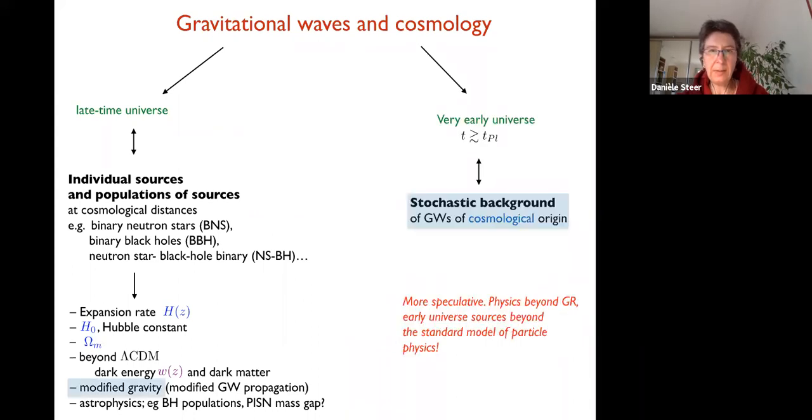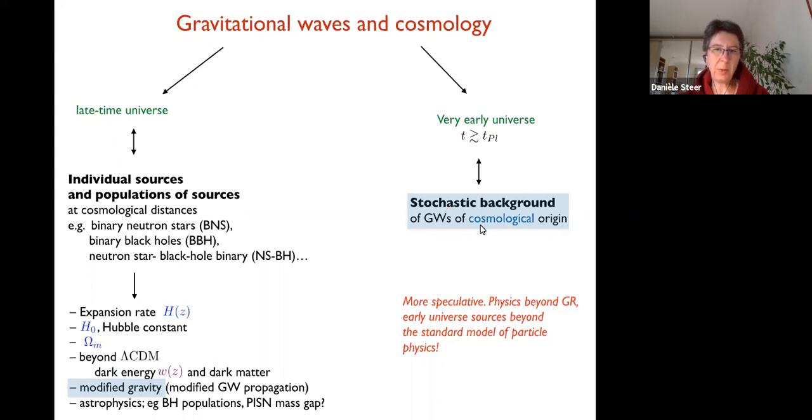Today, I want to discuss the other aspect of cosmology with gravitational waves, namely how we can study phenomena in the very, very early universe at any time after the Planck time by studying the stochastic background of gravitational waves of cosmological origin. And if I have time at the end, I also want to go back to this left-hand side and talk about possible measurements or constraints on theories of modified gravity using binary systems. But I'll start with the stochastic background.